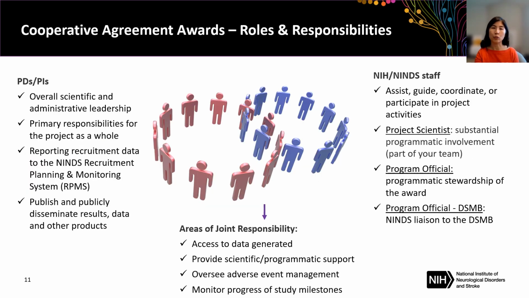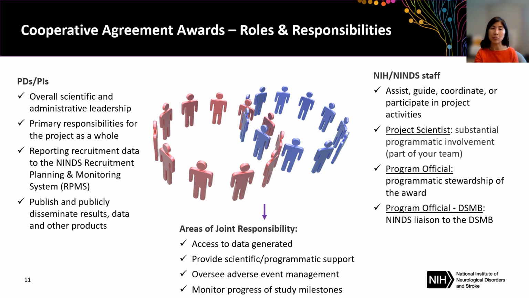This slide provides an overview of the roles and responsibilities for cooperative agreement awards. The principal investigator of the research team will have primary responsibility for the overall scientific and administrative leadership for the research project as a whole. This includes performance of the study, reporting recruitment data, conducting quality control, data analysis and interpretation, and modifying the study design if needed. Award recipients will also retain custody of all the research data developed under the cooperative agreement and have primary rights to these data.